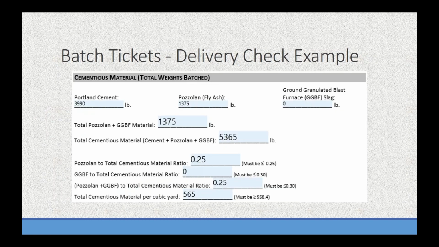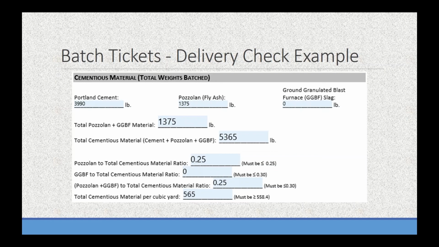So here we have the cementitious material part of the job sheet. We're putting Portland cement, fly ash quantities in. There's no slag in this mix. So the ratios Travis talked about, less than 0.25 for fly ash to total cementitious material. And then our total cementitious material per yard, the spec says 564. And as calculated per this batch ticket is 565.